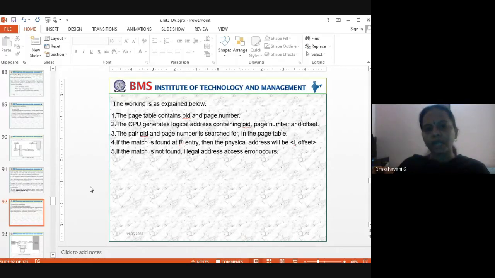So how is it working? The working is explained below. The page table consists of the PID. So what is a PID? It is the ID of each process. In the same way, you people also have a student ID. When you have your BMSIT student ID, you will be allowed into the BMSIT campus. Same way here, we have a PID, that is an identification, and a page number.